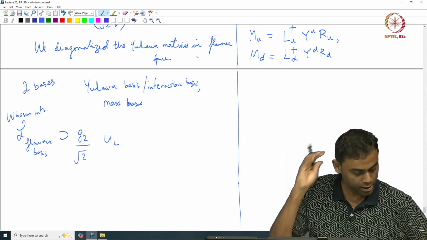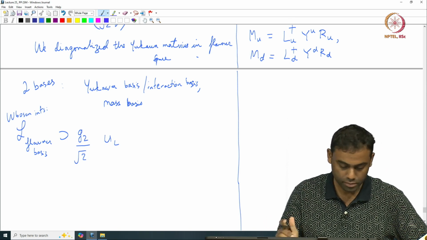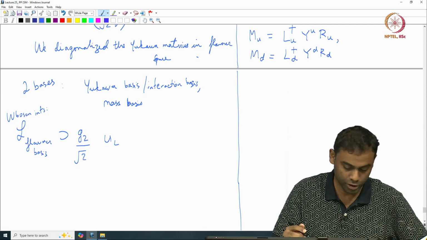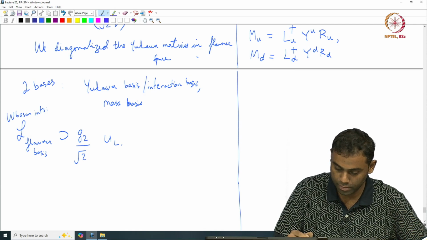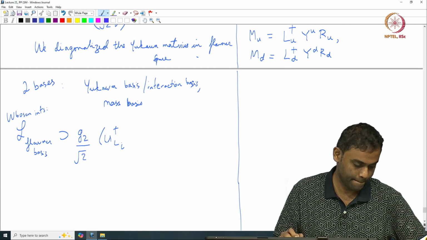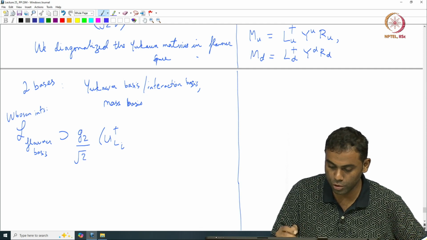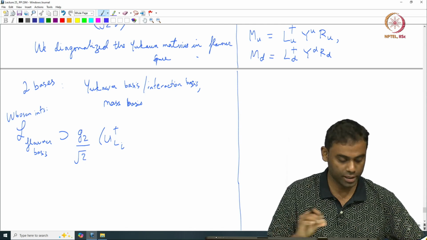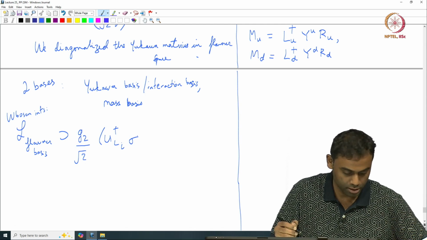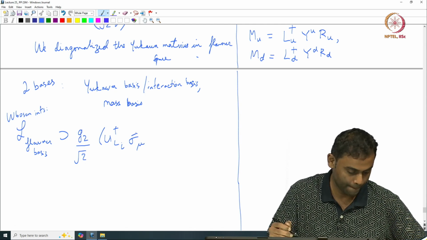This is how I would write the kinetic terms. Agreed? Sorry, not the kinetic terms, the interaction terms. Okay. So, it comes through the kinetic term through the covariant derivative, but these are literally how the interactions go.